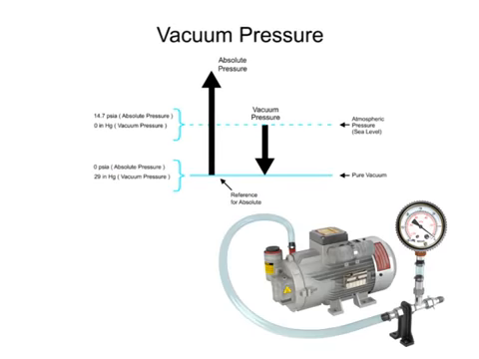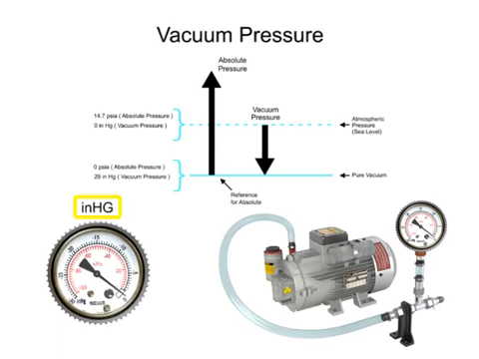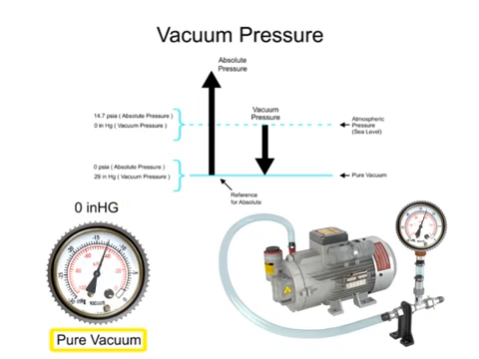The unit of measurement for vacuum is inches of mercury. At sea level, the measurement scale indicates 0 inches of mercury, and at pure vacuum, the measurement scale indicates 29.92 inches of mercury.